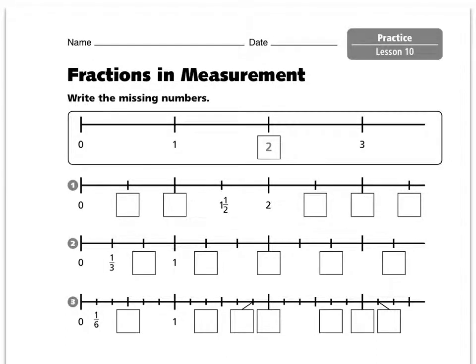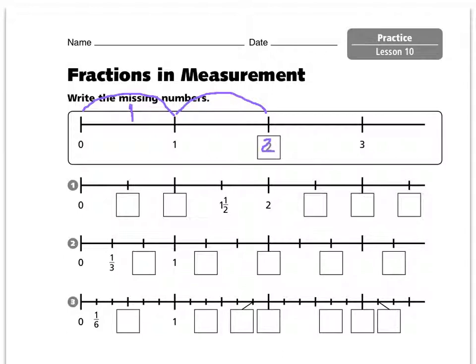Let's look at Chapter 7, Lesson 10, Practice, Fractions and Measurement. Write the missing number. In order to figure out what the missing number is, I need to figure out the difference in between two known numbers. So on this chart, I have between 0 and 1, and I know that that's 1. So I would add 1 more to get my answer of 2 here.